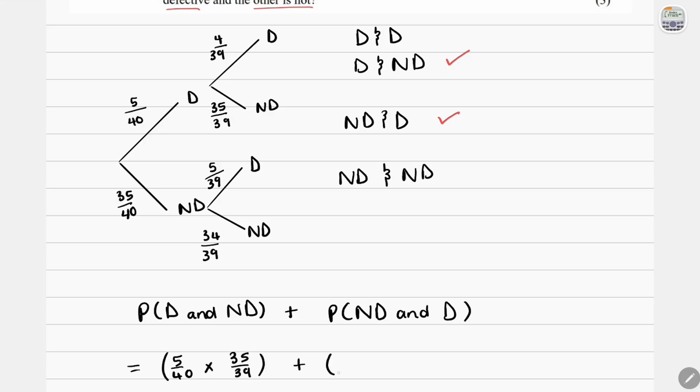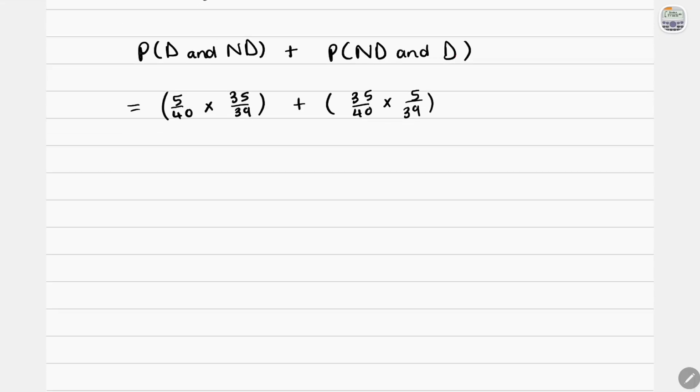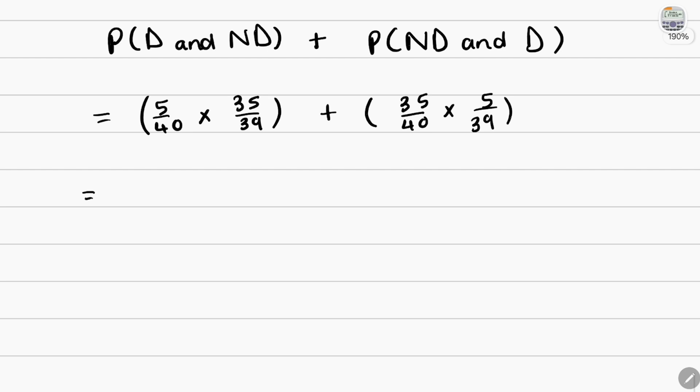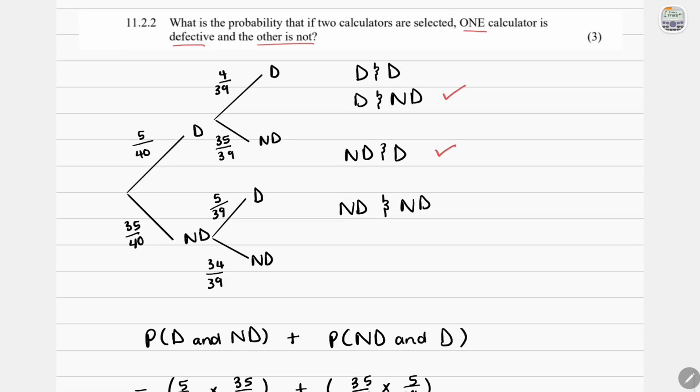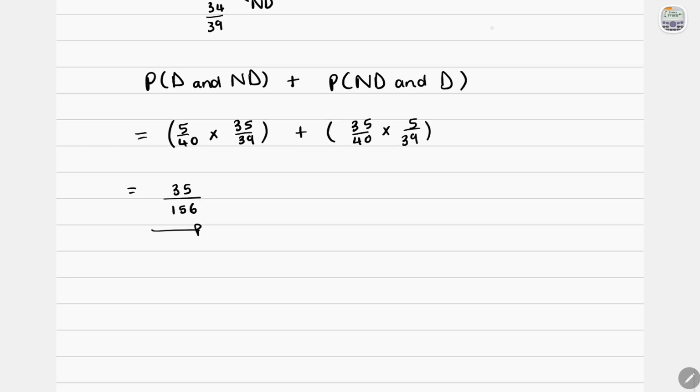And then we add that to non-defective pick first, okay? We picked out a non-defective calculator. So that is 35 over 40 multiplied by and defective in the second pick. So that is 5 over 39. And all we'll have to do is calculate this. And that is our answer. And our answer is 35 over 156. And I'll just leave it as a fraction. Okay, so that is it for question 11.2.2.